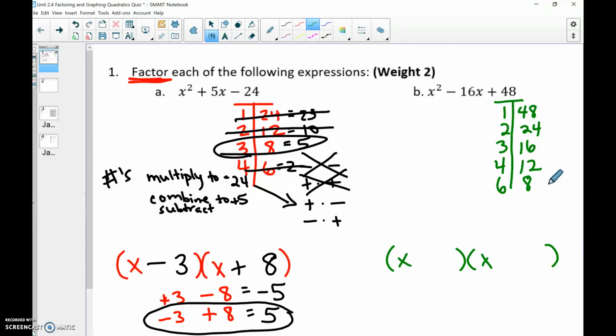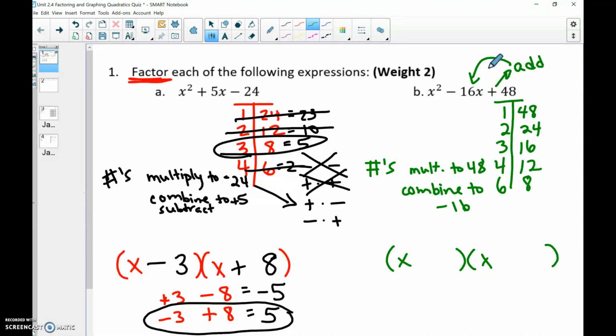Okay, and again, this time I want two numbers that multiply to 48, but also combine to negative 16, because that's the number in the middle this time. Because it's positive 48, they're going to add up to get 16. Just like here, this was subtraction, so it told me I was subtracting to get 5. Okay, well, what's 48 plus 1? That's 49. That doesn't work.